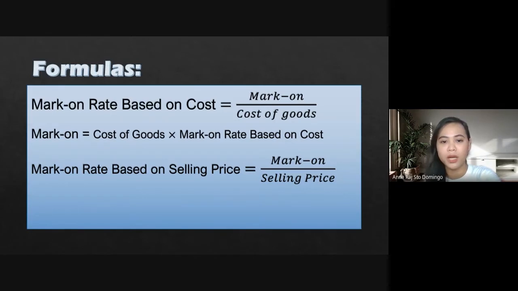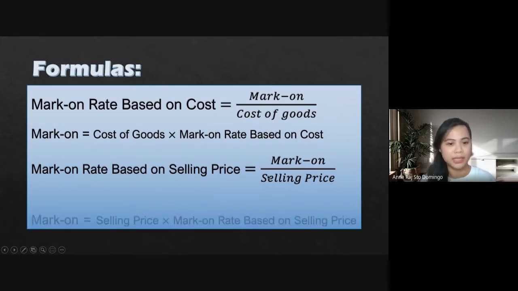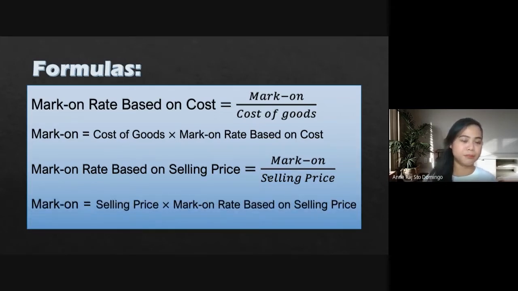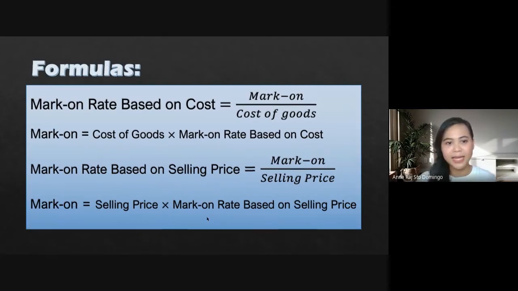So how do we get the mark-on rate based on selling price? We just divide our mark-on by the selling price. Then again, how do we get the mark-on when we have a rate? Just multiply the rate to the selling price. So now, let's apply these formulas to our examples.